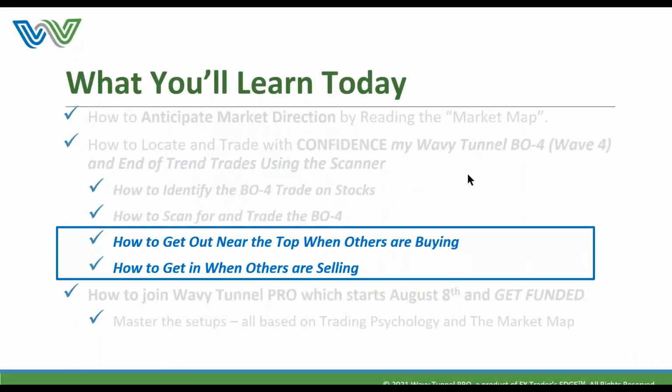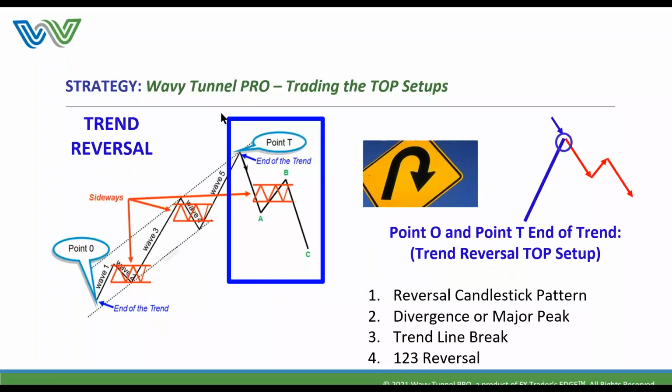So let's talk now about how to get in near the top when others are buying. We've already discussed how to get in when others are selling with this breakout 4 trade. The trend reversal is up here at point T. What happens at point T? Or what happens at point 0? They're both end of trend trades. We have a reversal candlestick pattern. We have divergence or a major peak. We have a trend line break, and we have the 1, 2, 3 reversal, either on the current time frame or on one time frame lower.